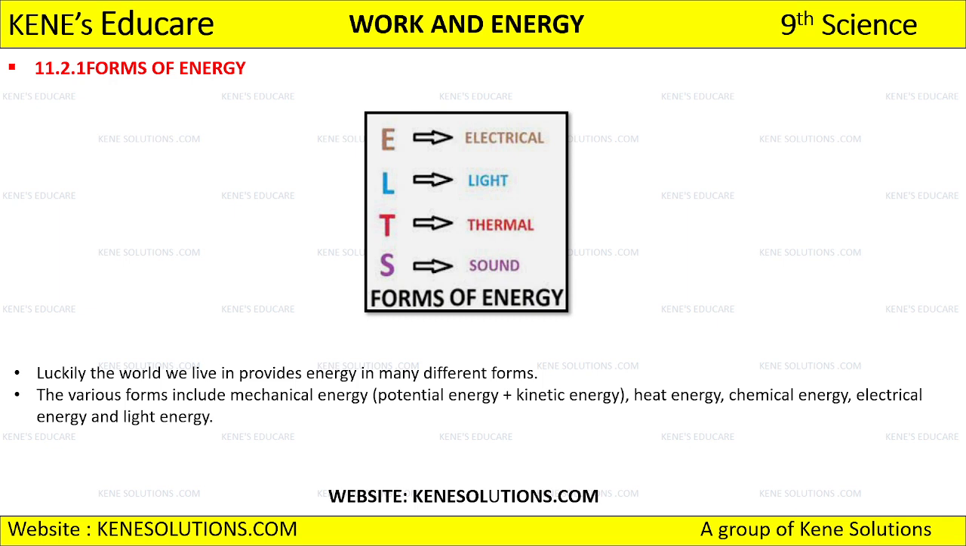So of the various forms of energy, the first type that we have is mechanical energy, and that includes potential energy and kinetic energy. Then after that we have heat energy, chemical energy, electrical energy, and light energy. So these are some of the forms of energy that we have. Okay, so I just want you all to take note of the different forms of energy present around us.